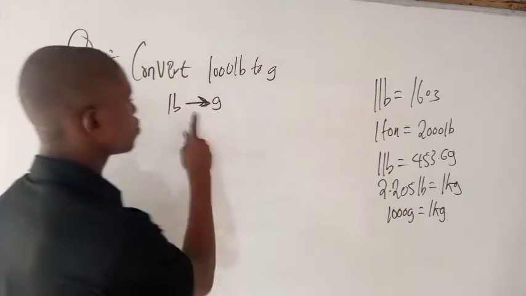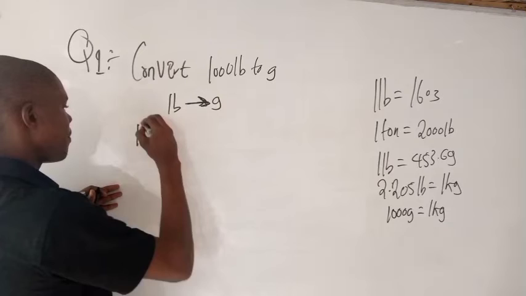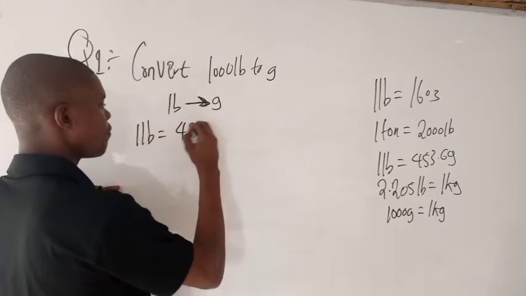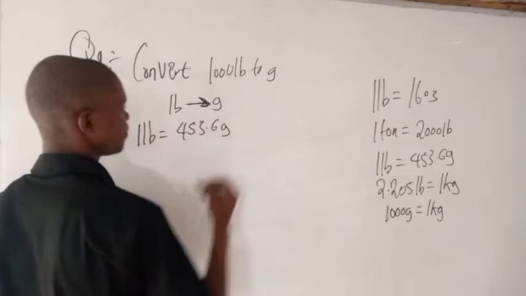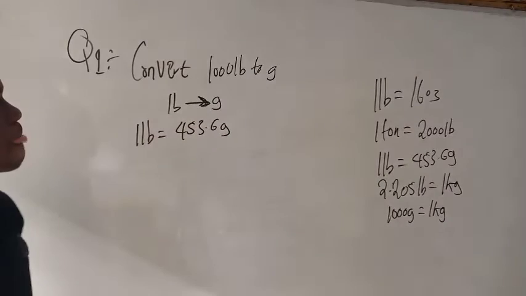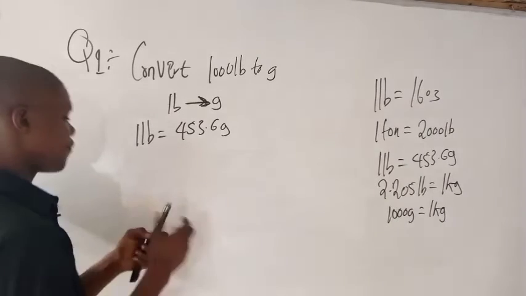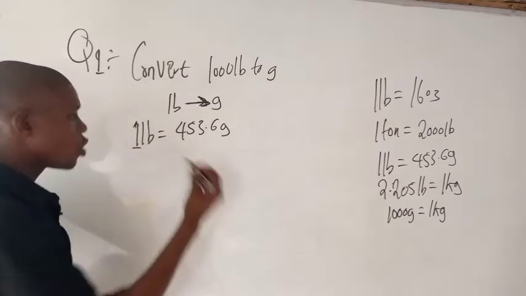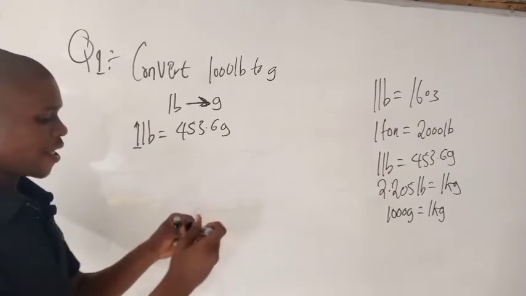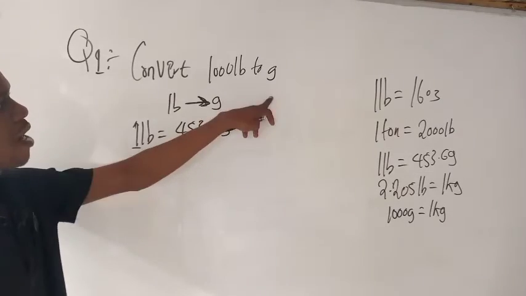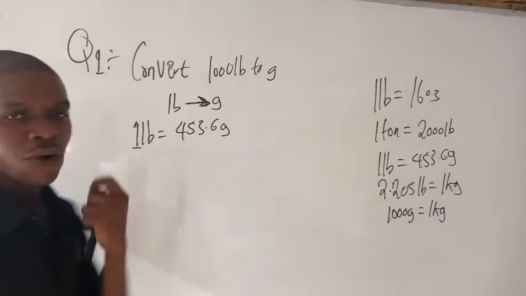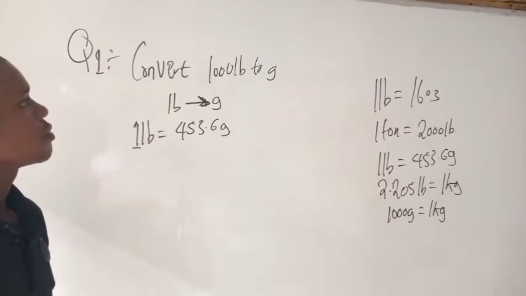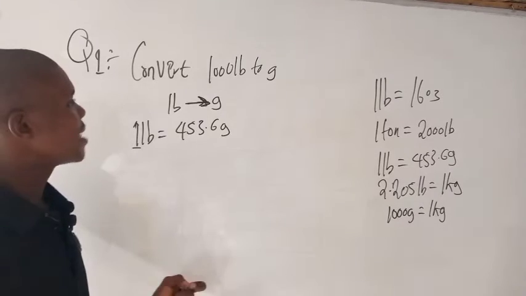So the relationship between the two of them is 1 pound equals 453.6 gram. You get that? So this is the first thing you want to do here: know the relationship between the units. If you are being asked to convert from pounds to gram and you don't know the relationship, there's no way you can convert it. You get that?